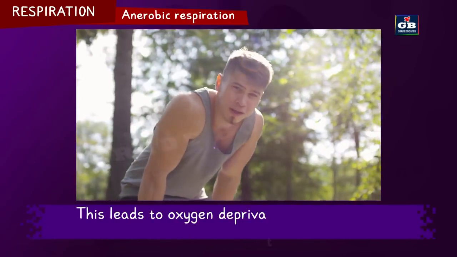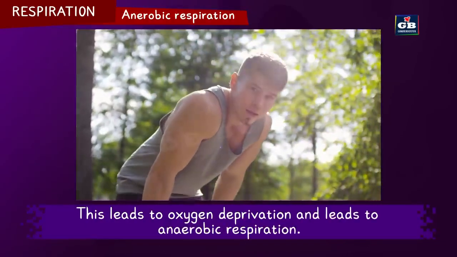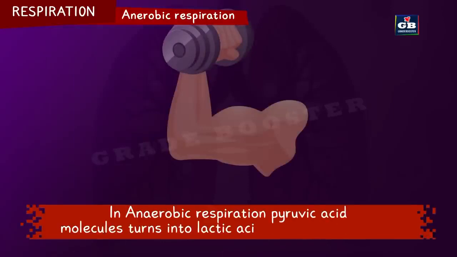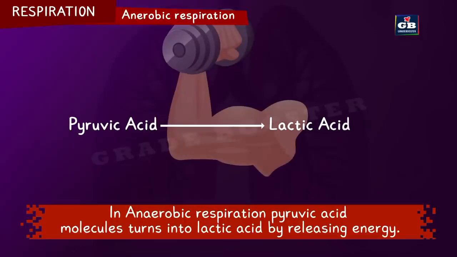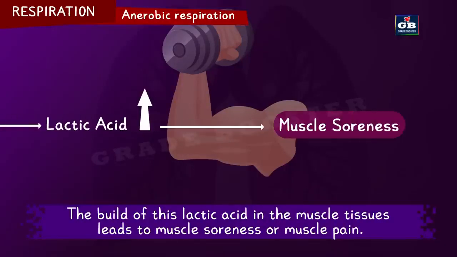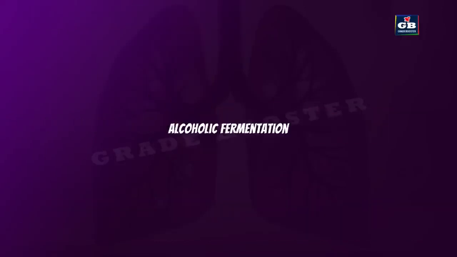This leads to oxygen deprivation and leads to anaerobic respiration. In anaerobic respiration, pyruvic acid molecules turn into lactic acid by releasing energy. The build-up of this lactic acid in the muscle tissue due to anaerobic respiration leads to muscle soreness or muscle pain.